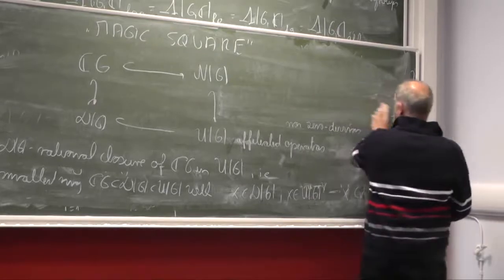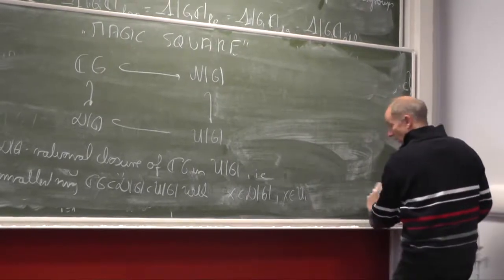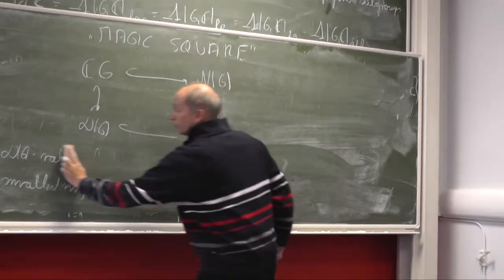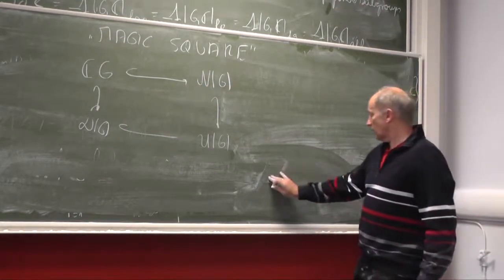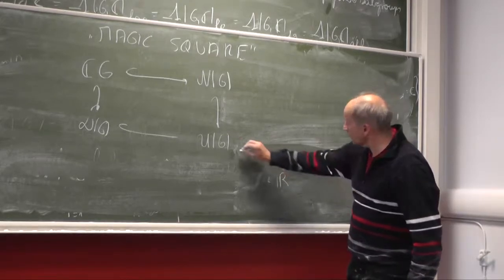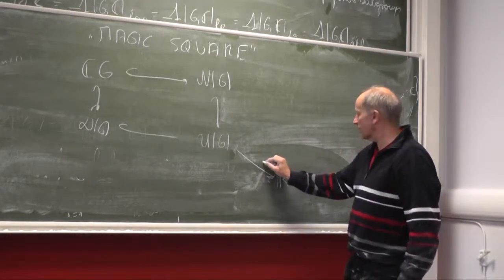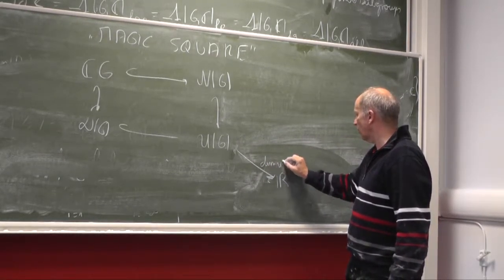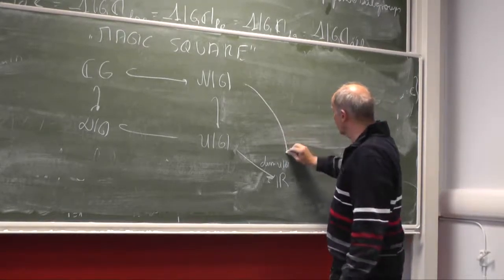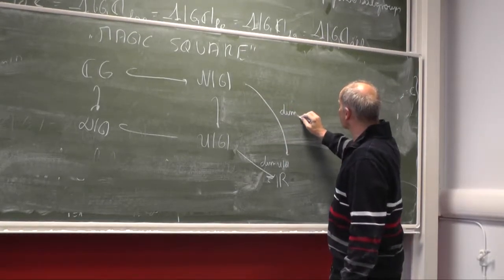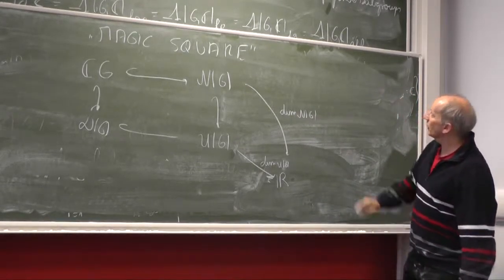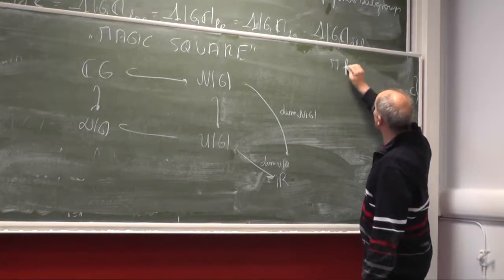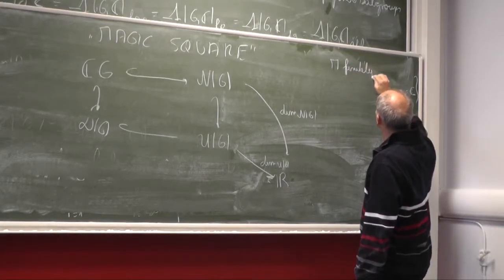Maybe I give you an idea. There are two key observations. One observation is that the dimension function I have defined before can be extended to this U of G. It's not really a surprise. So now suppose I start with a module which is finitely presented.